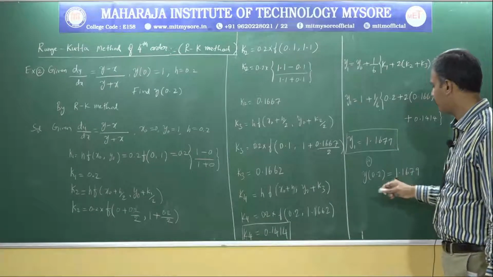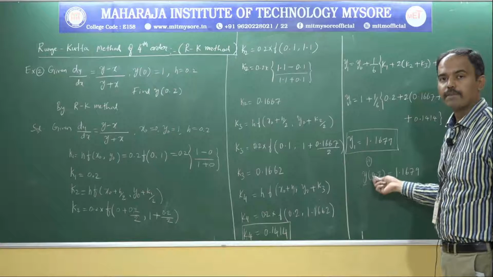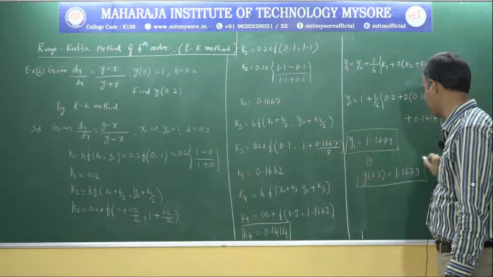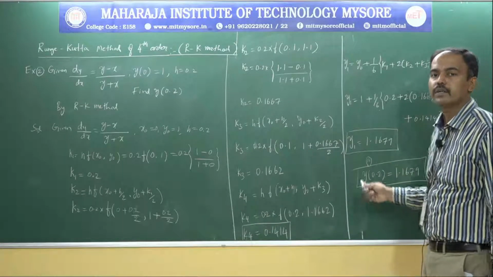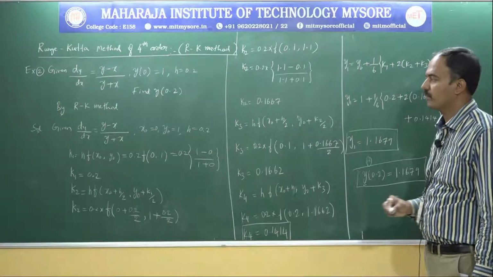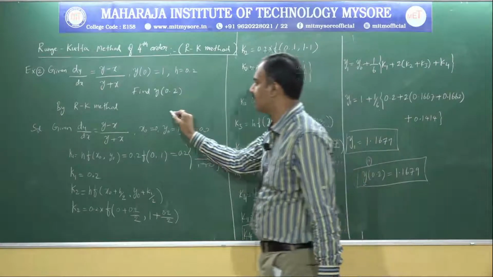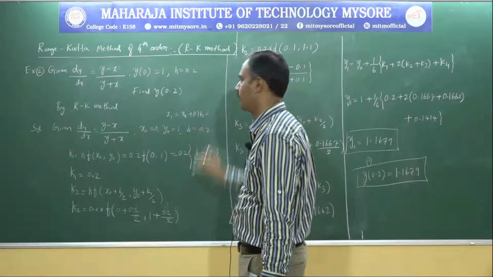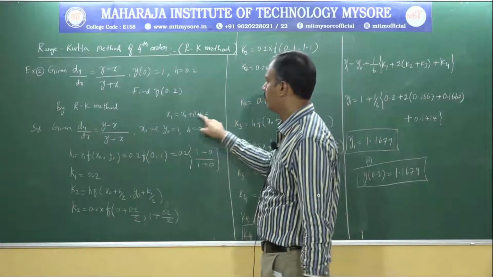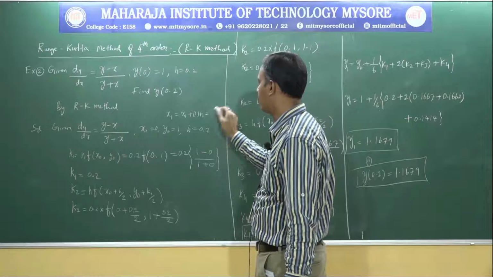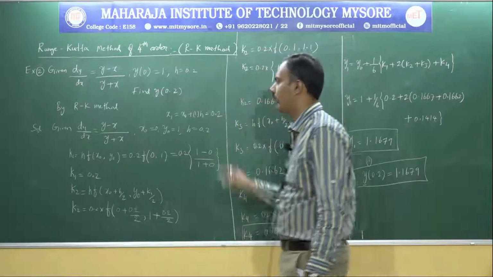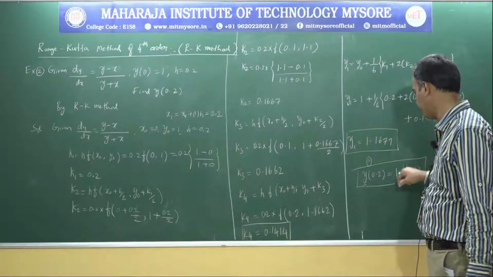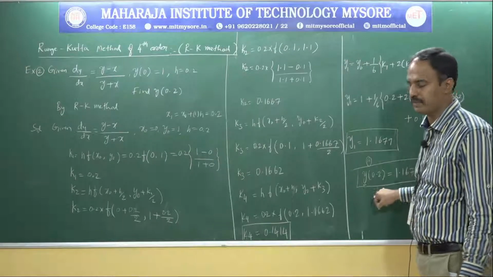1.1679. Otherwise we can also represent it as y of 0.2 is equal to 1.1679. Now the important observation: at the particular point, h is equal to 0.2. Now x1 can be specified: x1 is equal to x naught plus 1 into h. That's why x naught is 0, h value is 0.2, so x1 is equal to 0.2. At the particular point x1 equal to 0.2, we can estimate the y value 1.1679. That will be the important thing here.